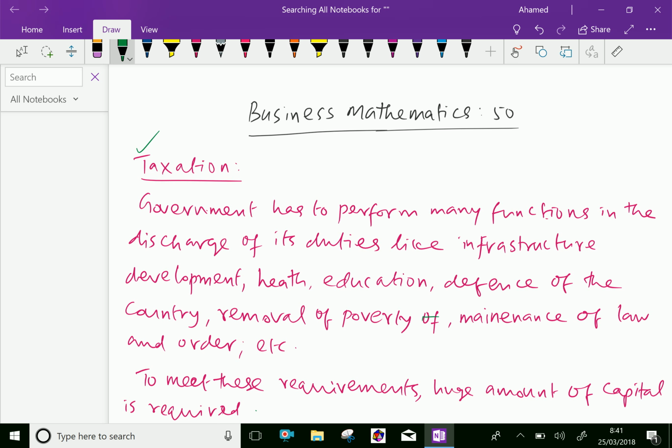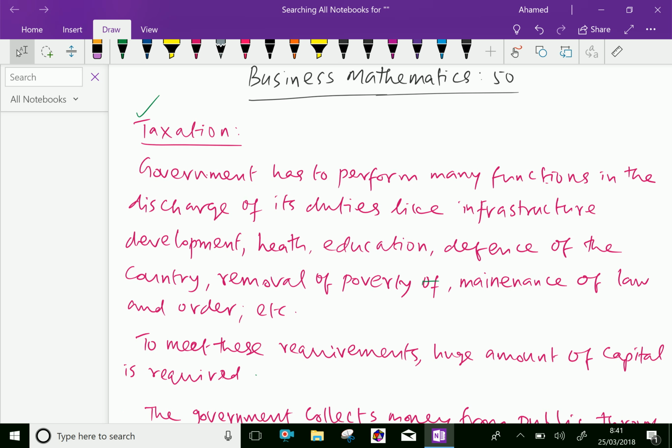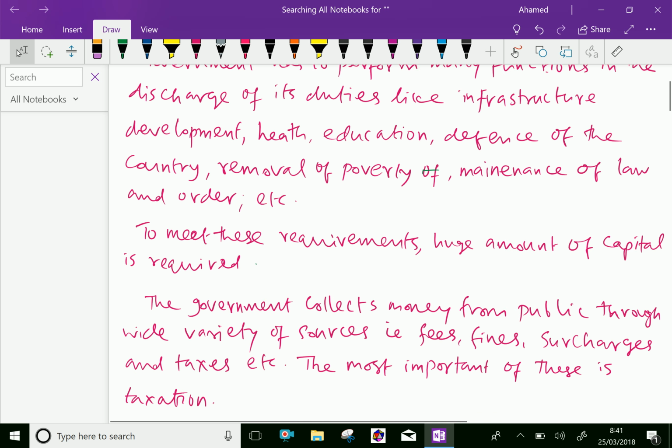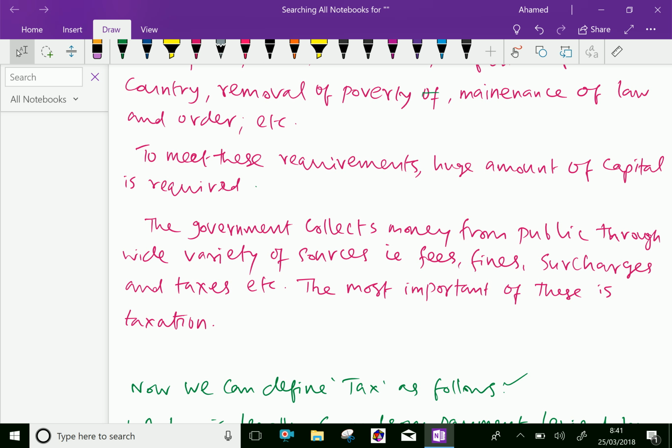What is taxation? A government has to perform many functions in the discharge of its duties, like infrastructure development, health, education, defense of the country, removal of poverty, and maintenance of law and order, etc. To meet these requirements, a huge amount of capital is required. How does the government collect these huge amounts?